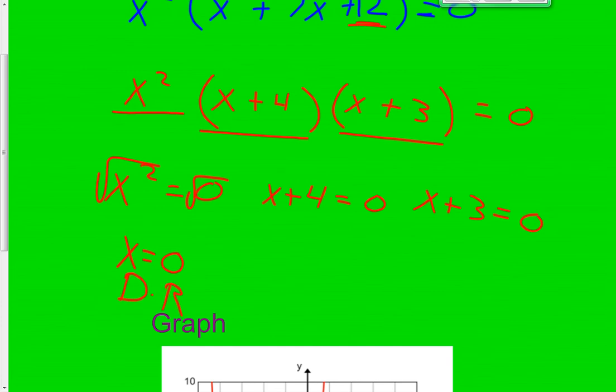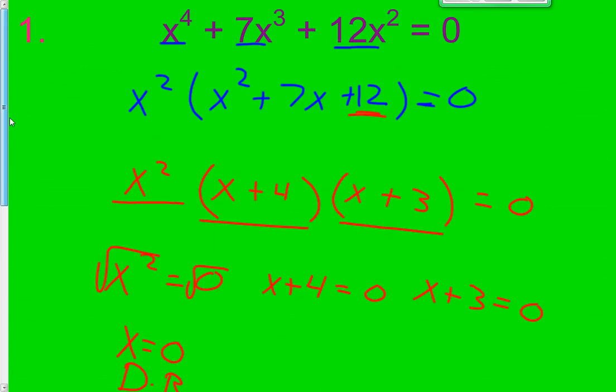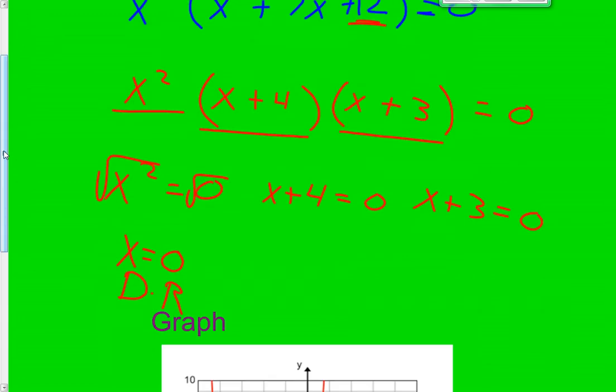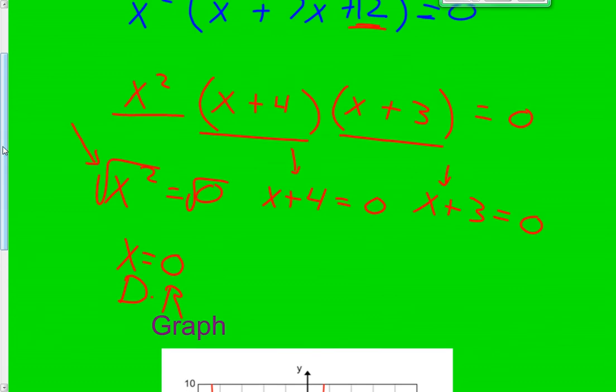And I need to see that on your next chapter test. There needs to be 4 answers. Our degree is 4. We're going to get 1 from here. We're going to get 1 from here. And then we have to get the other 2 from this. So remember what happens when we get a double root. You'll see the graph in just one moment.